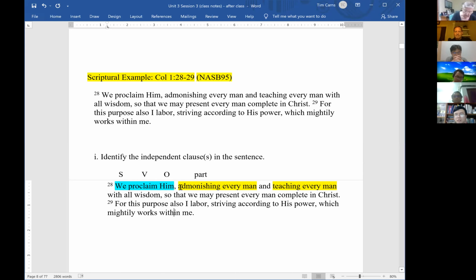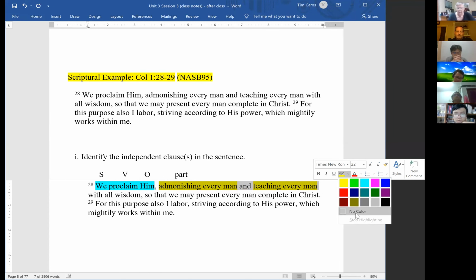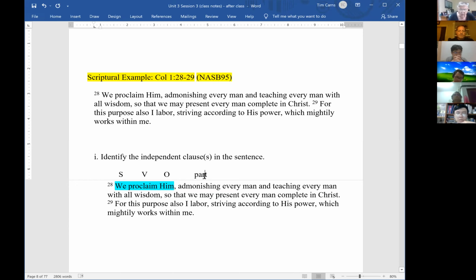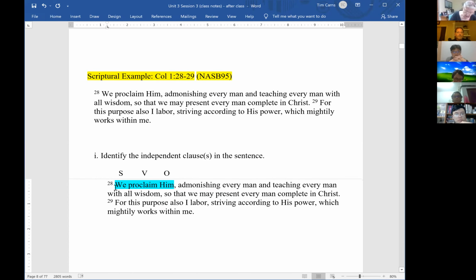All right. Does that make sense? Yeah, makes sense. Okay. All right, good. So that's how we start. We just identify an independent clause, and then sometimes as we work through the sentence, there might be another independent clause that we didn't realize or identify, and that's okay. But we'll start with this. We proclaim him as the independent clause.